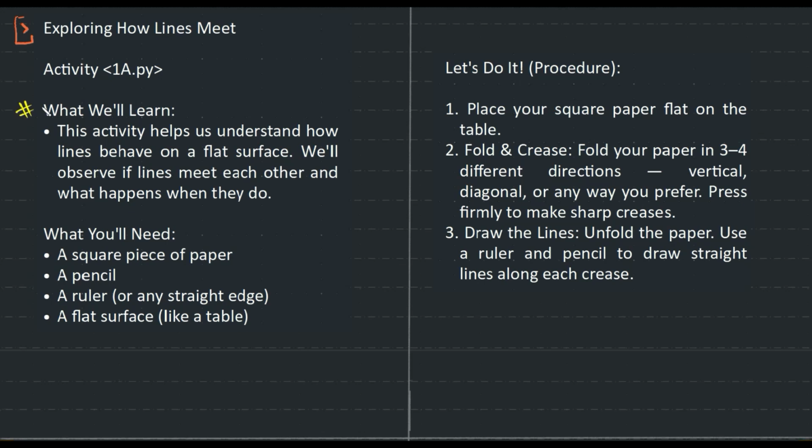We are taking up an activity to get a glimpse into what happens when two or three or four lines meet on a flat surface. A flat surface is, if the floor is flat, and you keep a sheet of paper on it and draw lines, that is considered lines on a flat surface. We observe if lines meet each other and what happens when they do.